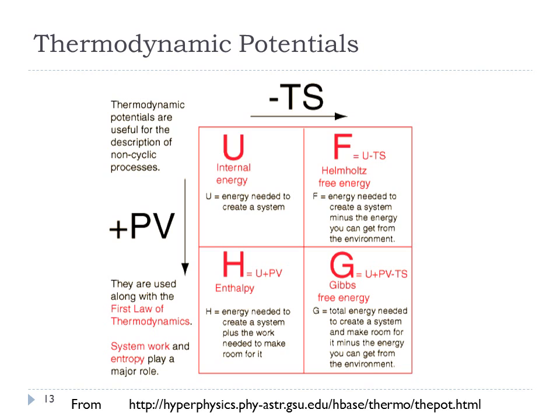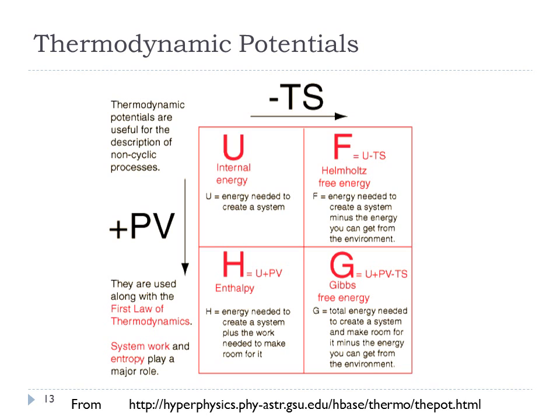There's one main other one we're going to be using, and that's the enthalpy. That's H, and that is when you look at the energy in the system plus the work needed to make room for it. So that's U plus PV is equal to enthalpy. Enthalpy is very, very close to the internal energy, except it's got this PV term. And we're going to be using enthalpy a lot in this course.